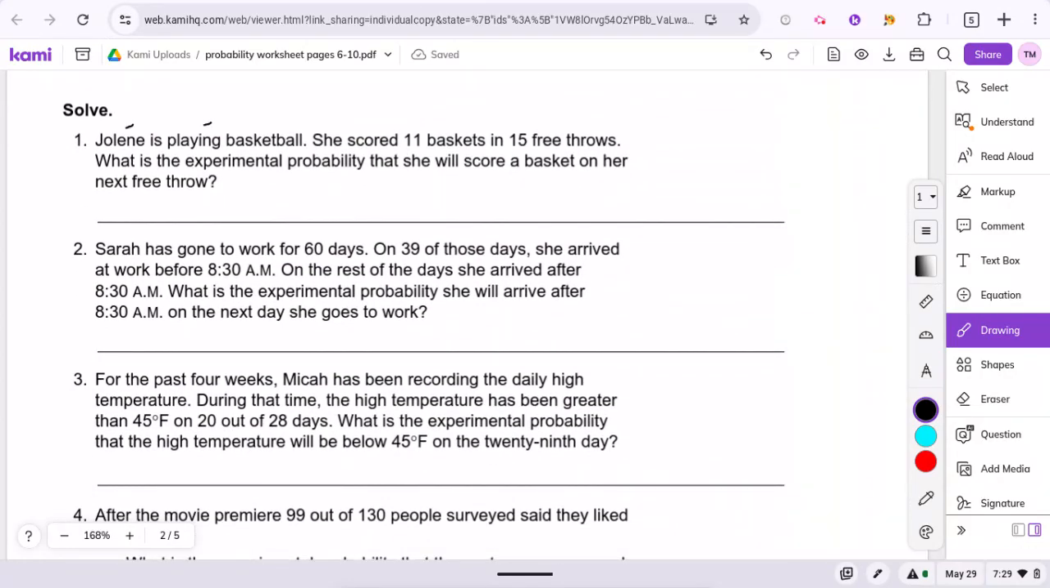First one, Jolene is playing basketball. She scored 11 baskets, and she took 15 free throws. So of the 15, she scored 11. What is the experimental probability that she will score a basket on her next free throw? So for this one, you can take the probability of 11 out of 15, and you can use a calculator to divide 11 by 15, and it'd be about 73%, or about 7 out of 10.